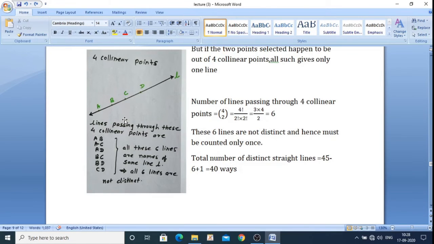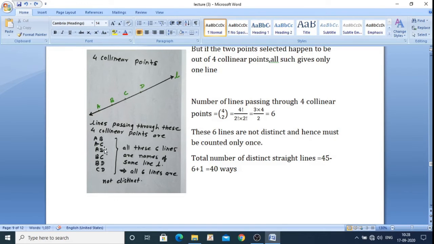Now if we label the lines passing through these 4 collinear points, they are AB, then AC, then AD, here it is, then starting from B, BC and BD, and the last one is CD. So these are the 6 lines.